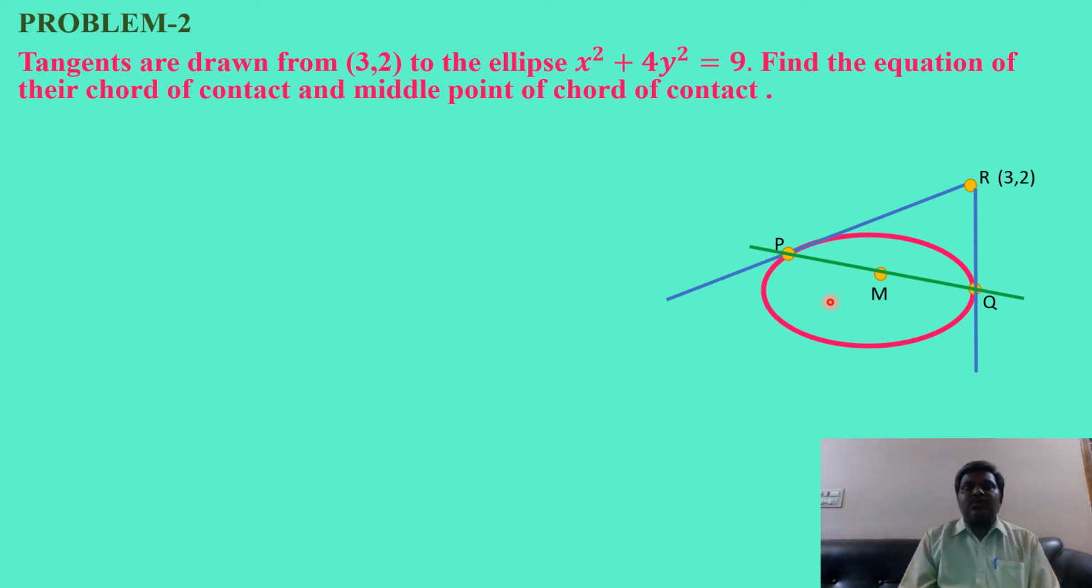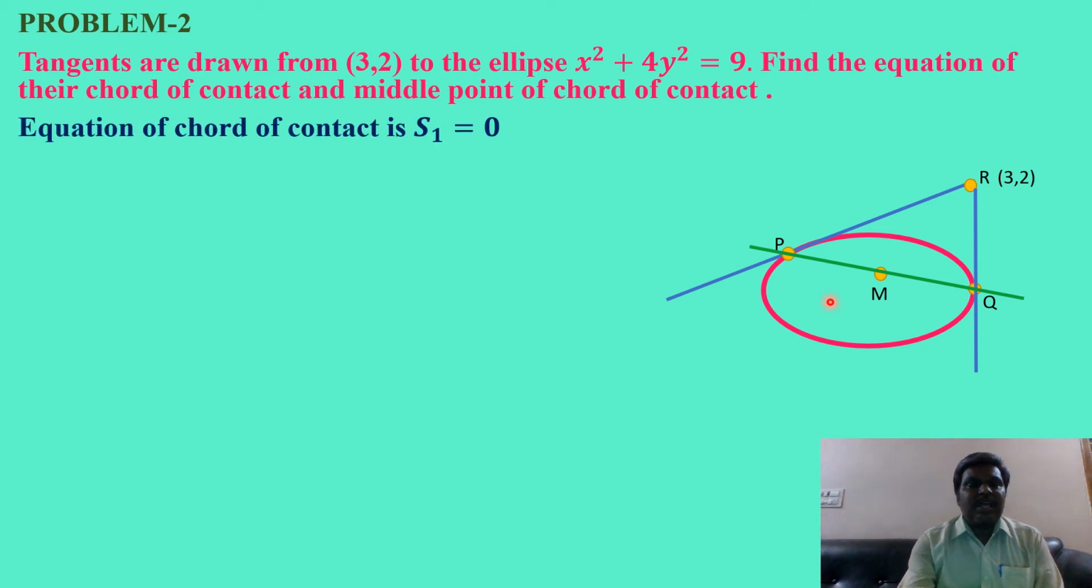How to do that problem? Let us see. First we have to find the equation of the chord of contact. The equation of the chord of contact is what? T = 0. First of all I am going to write the equation of the chord of contact, that is T = 0. That is x x1 plus 4 y y1 minus 9 is equal to 0. That is 3 into x plus 4y into 2 minus 9 equal to 0.